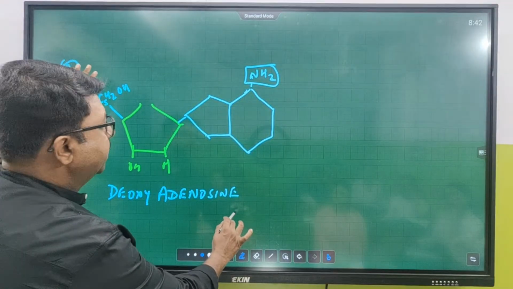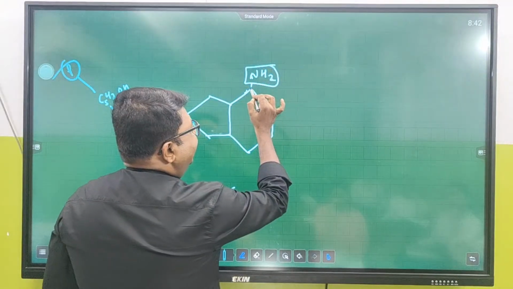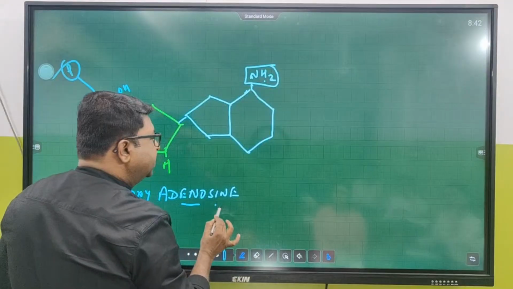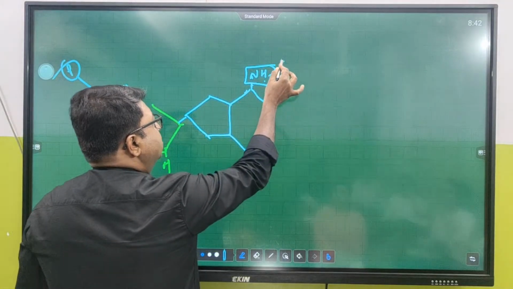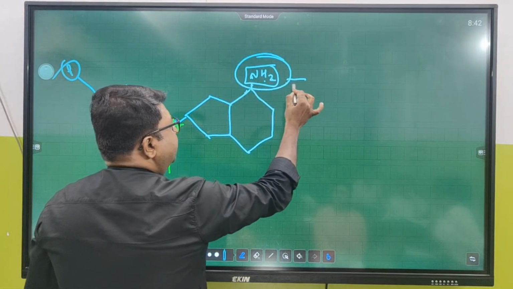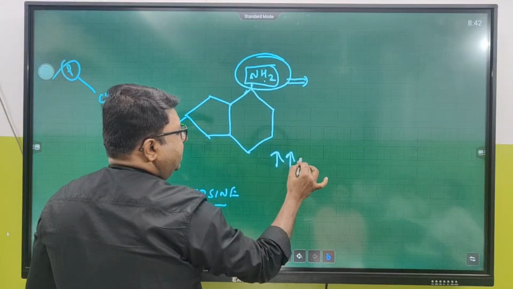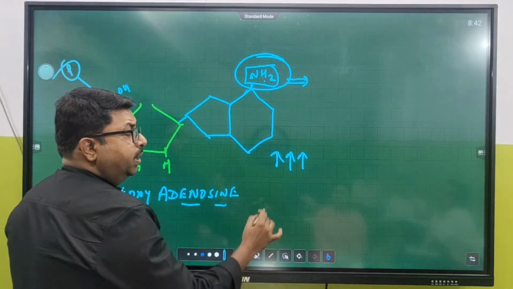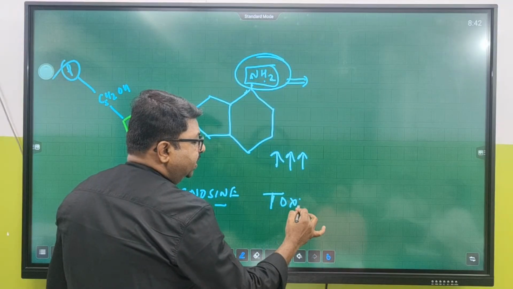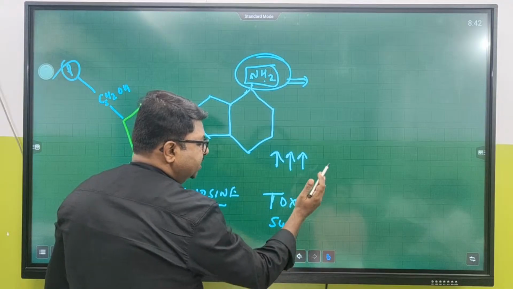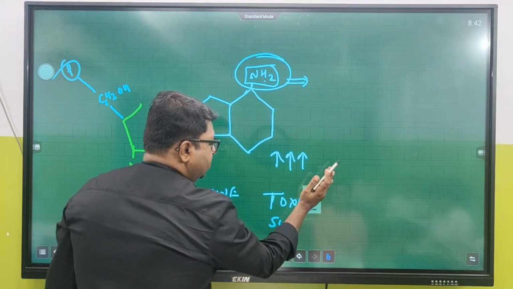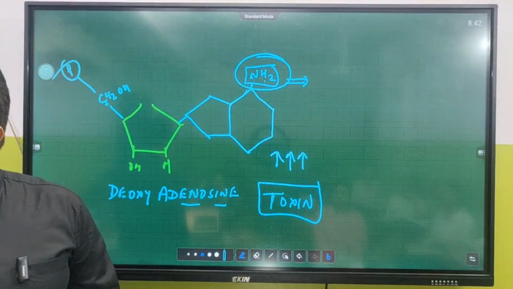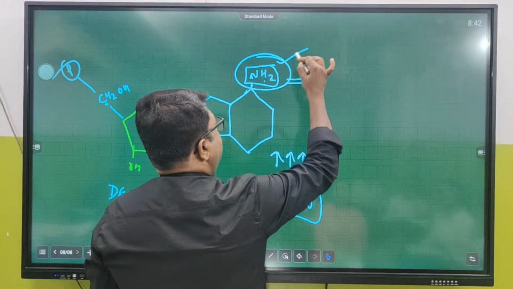Now, with this deoxyadenosine present in a huge amount, the presence of this high amount of amino group inside the body is going to act as a toxin. So there is a need to remove this amino group.